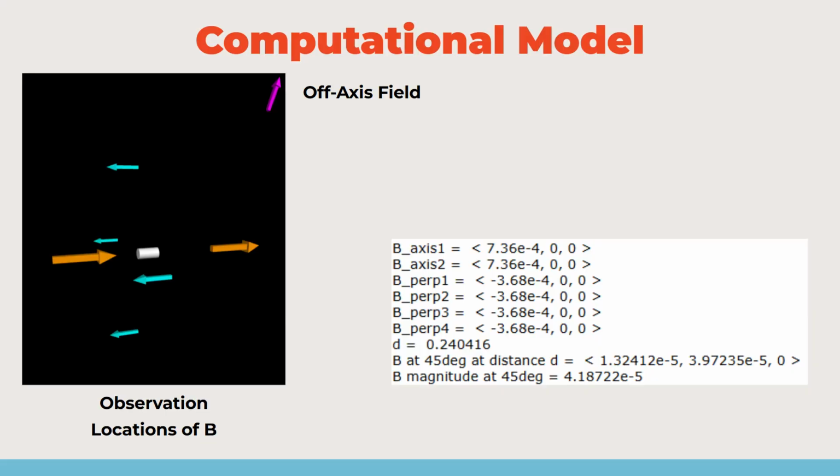And this is what our code results in, where our cyan and orange arrows are the on-axis and perpendicular observation locations, and our magenta arrow is our off-axis field. Our code also results in a B magnitude at 45 degrees equal to 4.187 times 10 to the negative 5th teslas.